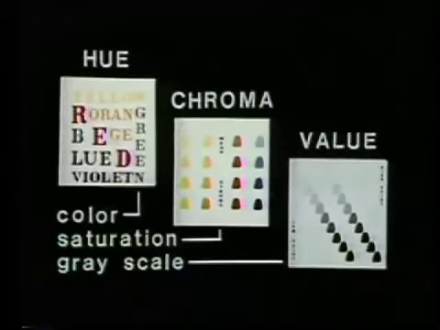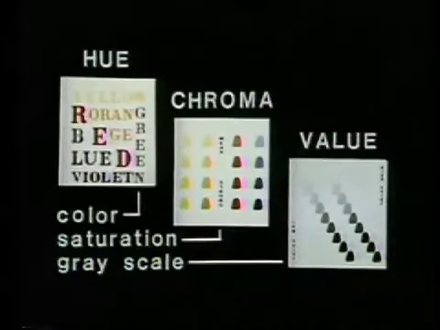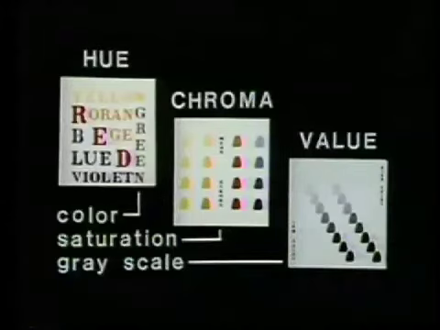Lastly, value is the lightness of color. It is that quality by which we distinguish a light color from a dark one. And on the value scale, black would be 0 or 1, progressing up to 10, which would be white, with the intervening steps of gray.